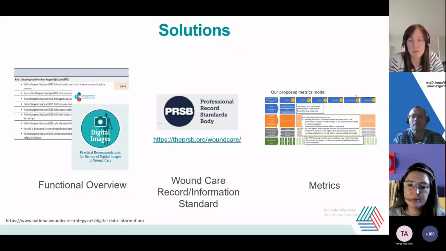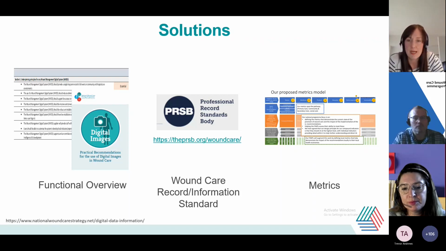And so we've developed recommendations on what we believe good looks like for wound management digital systems and the use of digital images. We're also working with the professional records standard body to try and produce information standards to support the adoption of best practice in wound care and documentation, and that spans assessment, management, maintenance and prevention. And we've also developed some clinical metrics addressing key points of lower limb care in order to try and standardise how we collect data for wound care.